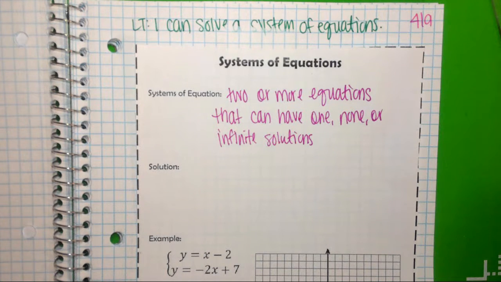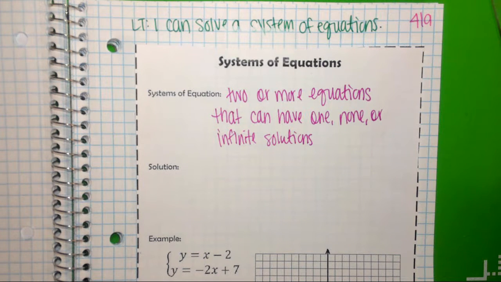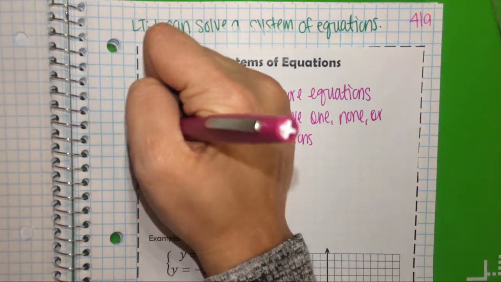It's two or more equations that can have one, none, or infinite solutions. And we usually put them in a bracket that looks like this.